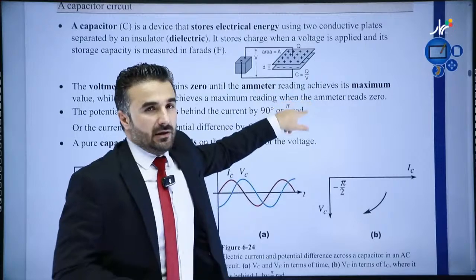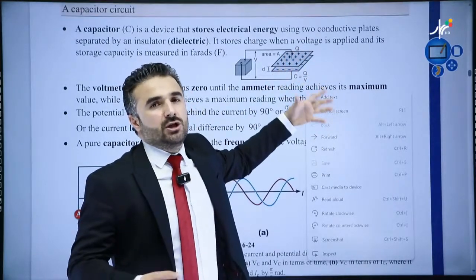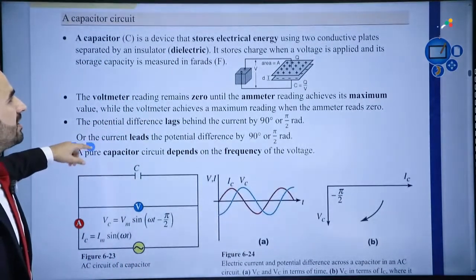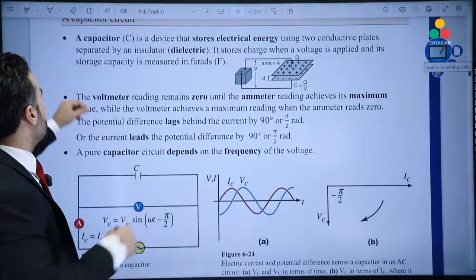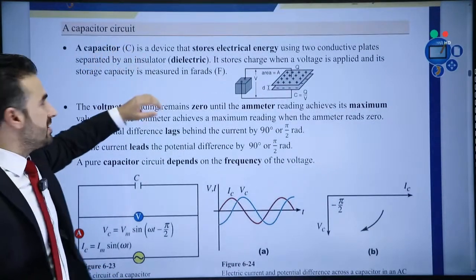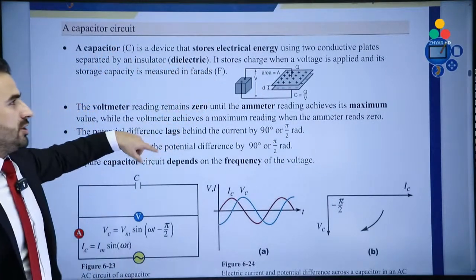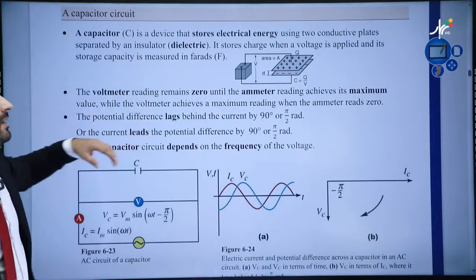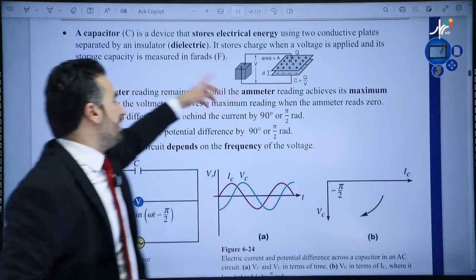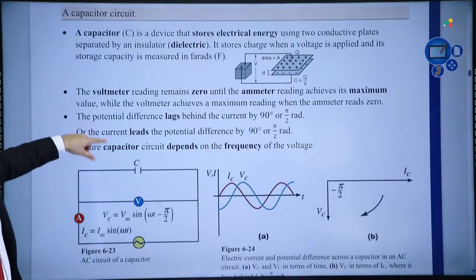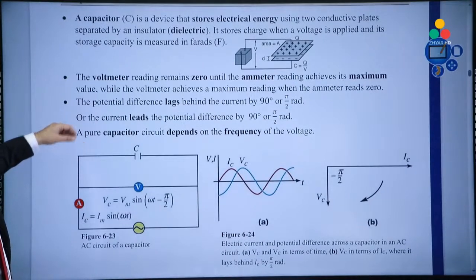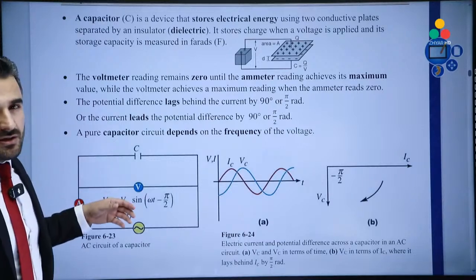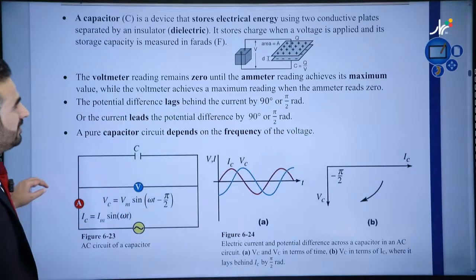So what is the job of a capacitor? Normally, capacitor plates would store electrical charges here, or you can say they store electrical energy. A capacitor, represented by the letter C, is a device that stores electrical energy using two conductive plates. These plates must be conductors, separated by an insulator. Whatever the insulator that is filling between the two plates is called dielectric. It stores charges when a voltage is applied, and its storage capacity is measured in farads. So the capacity of a capacitor is measured in farad.